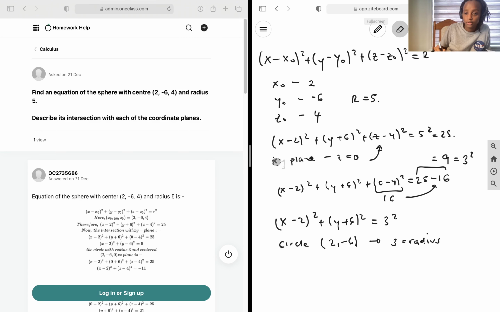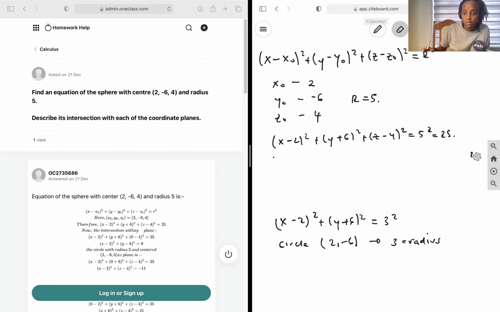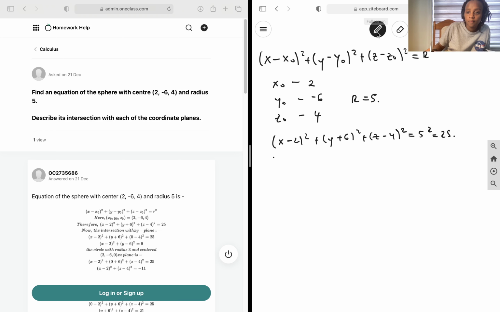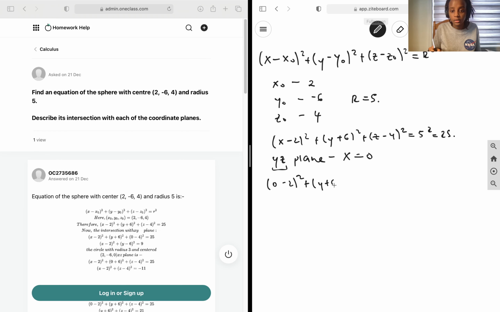Okay, next up we're going to do our next coordinate plane. And that is going to be the YZ plane. And in this plane, of course, the x is equal to 0. So whatever is not in it. So y and z, which means x is equal to 0. And of course, we just plug that right back in. So 0 minus 2 squared plus y plus 6 squared plus z minus 4 squared is equal to 25.